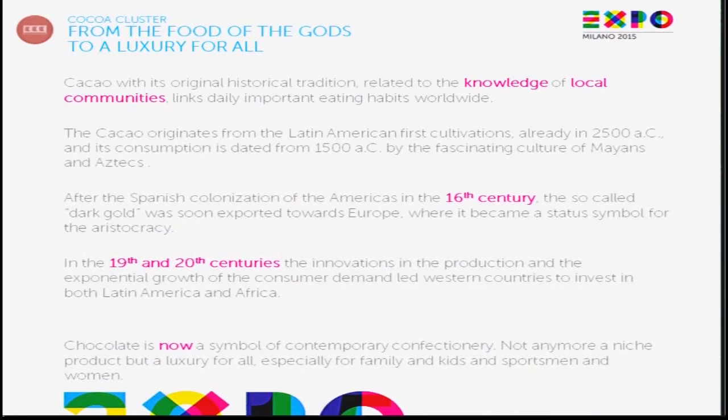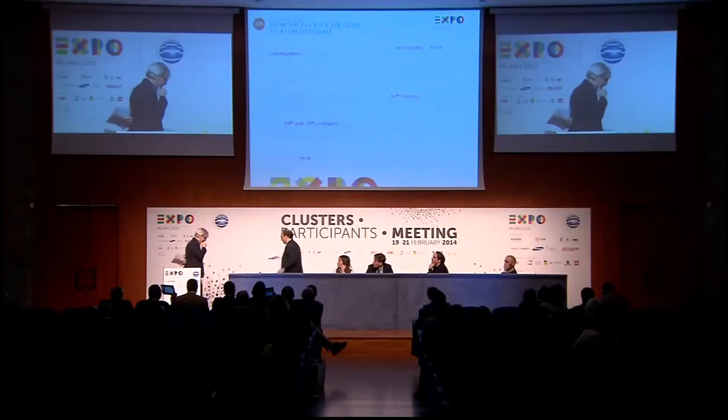And now, chocolate is a sort of symbol of contemporary confectionery. No more a niche product, but more and more a luxury for all, a luxury for family and kids, sportsmen and women, and so on.